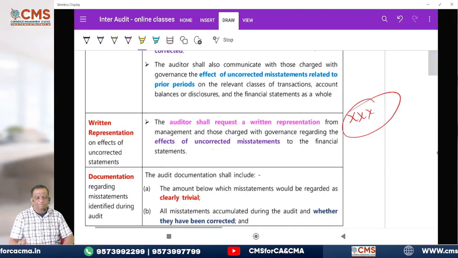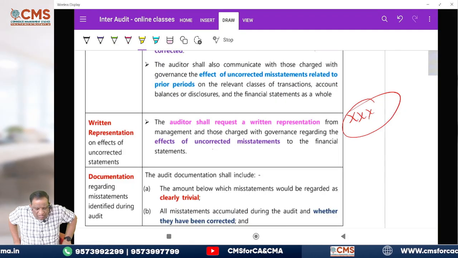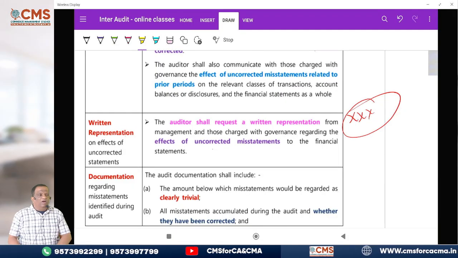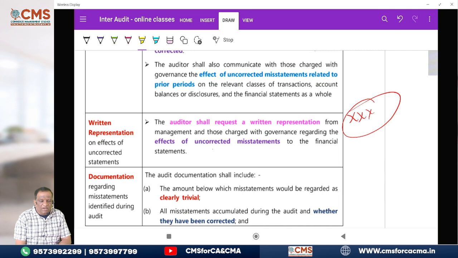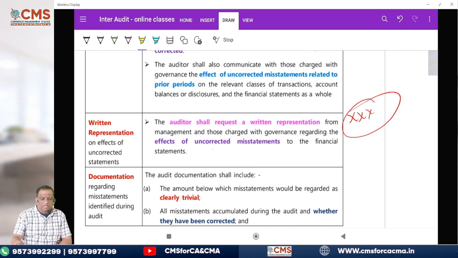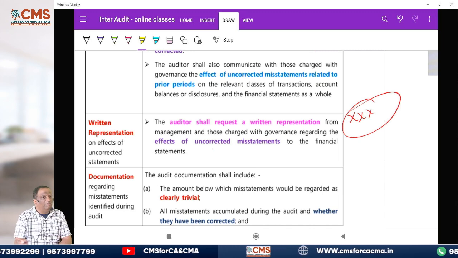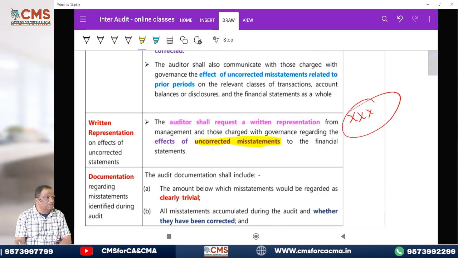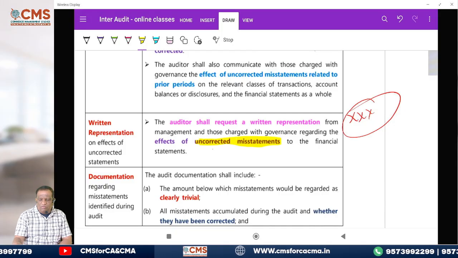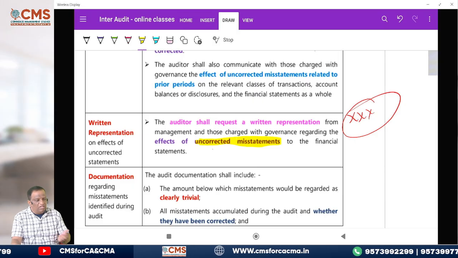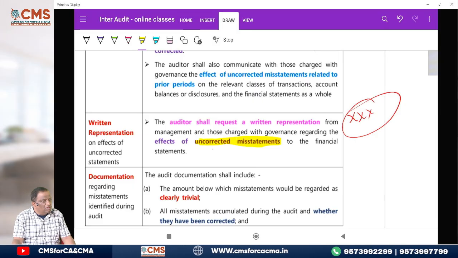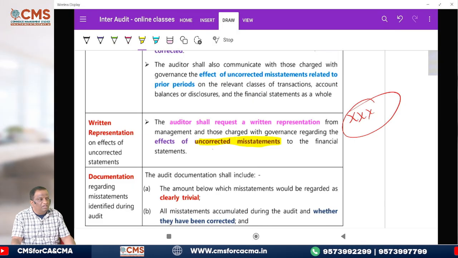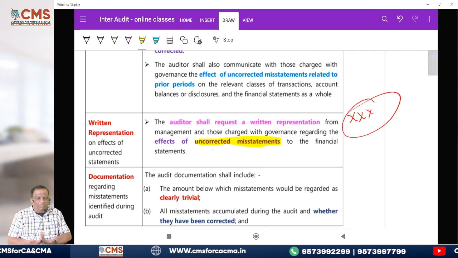And the second point, which is maybe important, but which didn't come in this, is that the auditor shall always request a written representation. That is, whatever the management is not correcting, because you told them, but they are unwilling to correct, then you question them. Practically you ask them, when I am telling you there is a mistake, why are you not changing? Well, you can't behave with an attitude. You ask, what is your problem? Then the management will tell you.